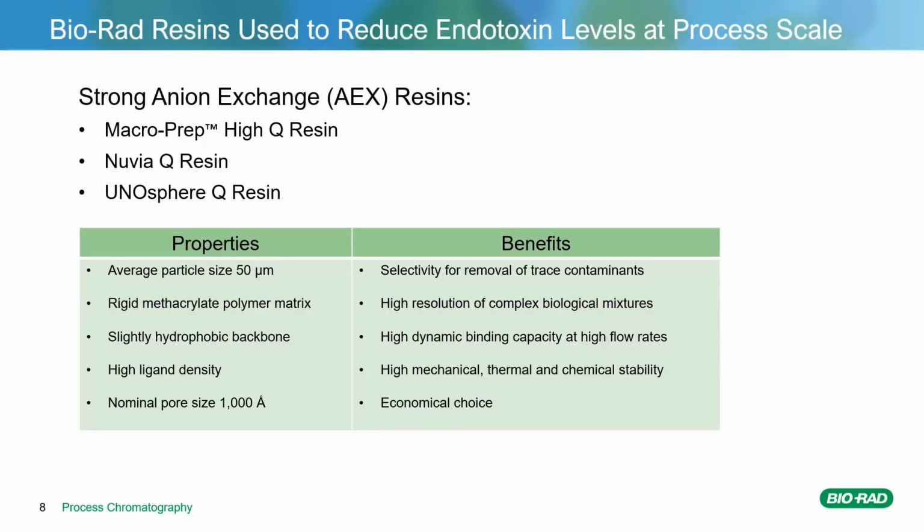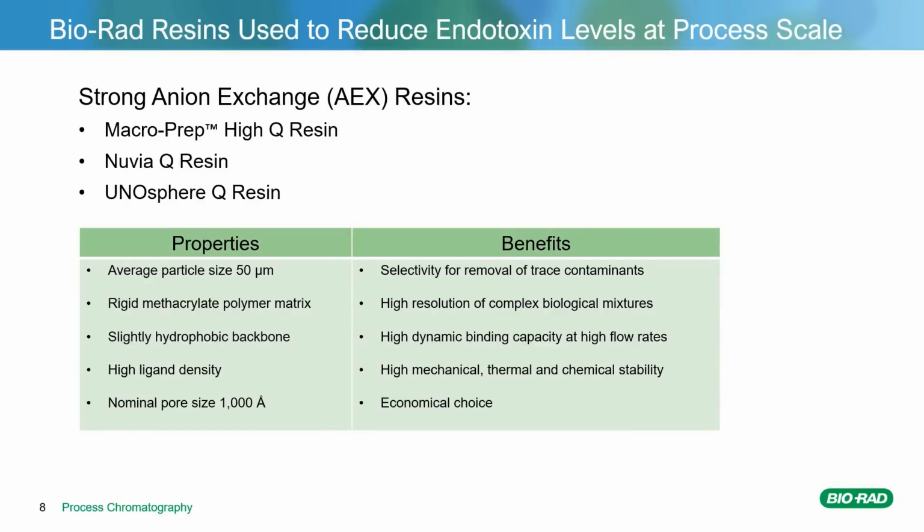Anion exchange chromatography is particularly well suited for endotoxin removal from acidic proteins. Depending on the buffer system used, anion exchange resins will bind endotoxins tightly while the protein flows through during the load or elutes at low salt concentrations, minimizing protein yield losses. Bio-Rad offers several strong anion exchange resins that have been validated for endotoxin removal, including MacroPrep High-Q, Nuvia-Q, and Unosphere-Q.